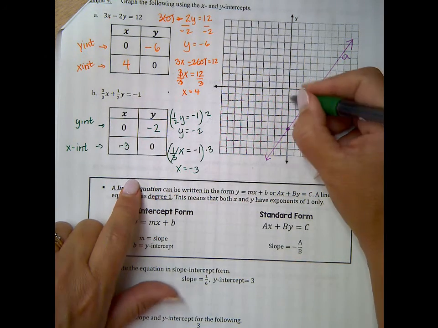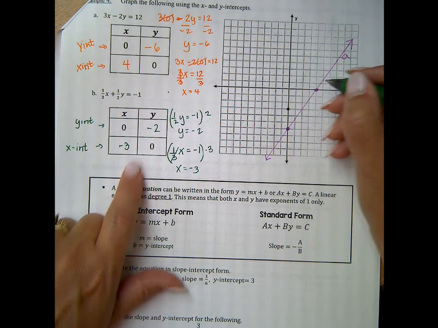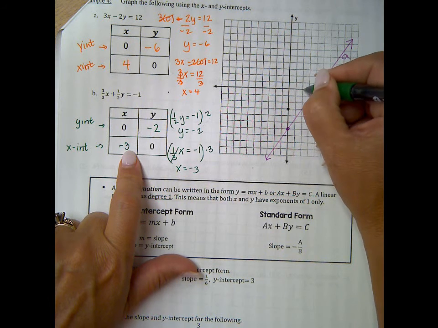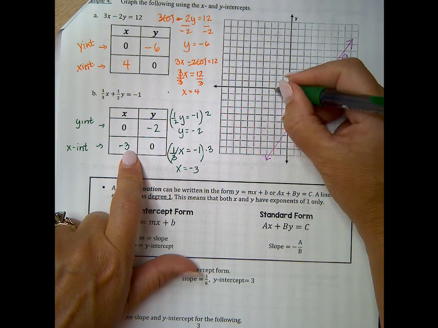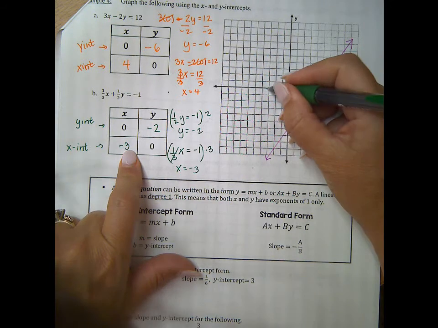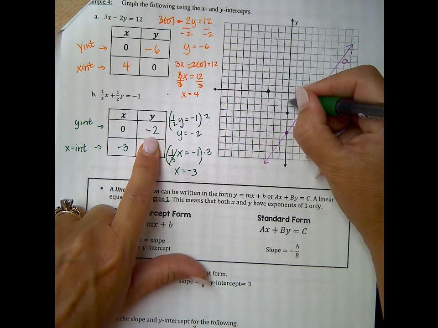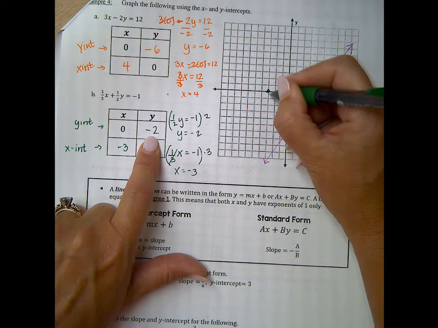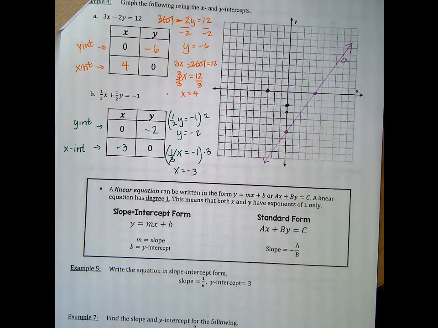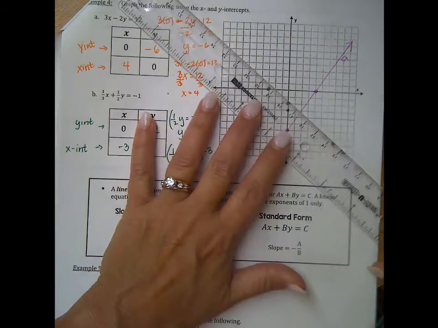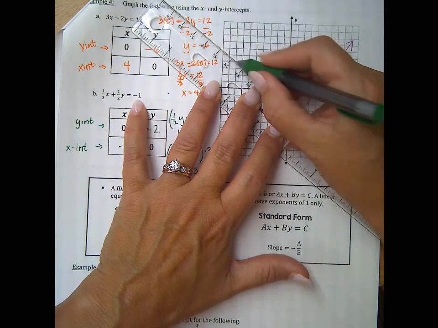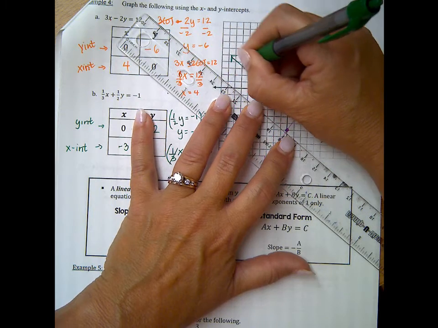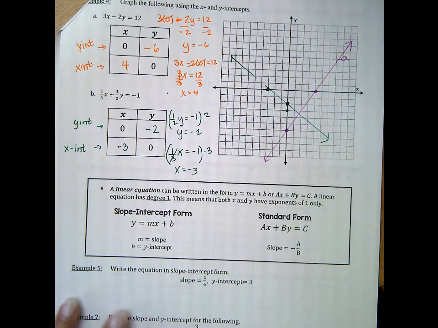So for this graph, 1, 2, 3 for the x-intercept, -3. And the y-intercept is -2. 1, 2. So 0, -2 is the y-intercept right there. And -3, 0 is the x-intercept. That's what happens when you try to go too fast. And we'll make our line. So that is line B.